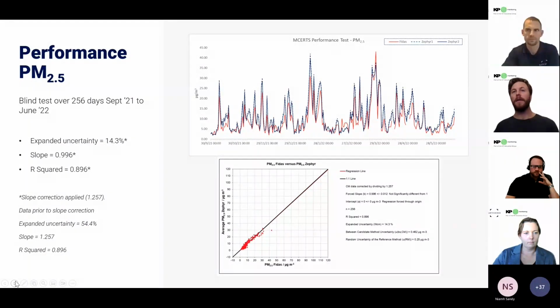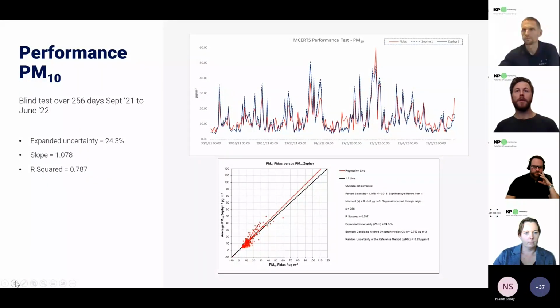And then on the right-hand side is the time series of the uncorrected data and correlation plot of the corrected data. Next slide, please, Greg, on to PM10. So much the same here. Only difference is the performance passed first time, without any corrections on the data. The expanded uncertainty for PM10 was 24%, slope 1.7 or 1.8, and R-squared of 0.787, and the same plots on the right-hand side. Next slide, please, Greg.